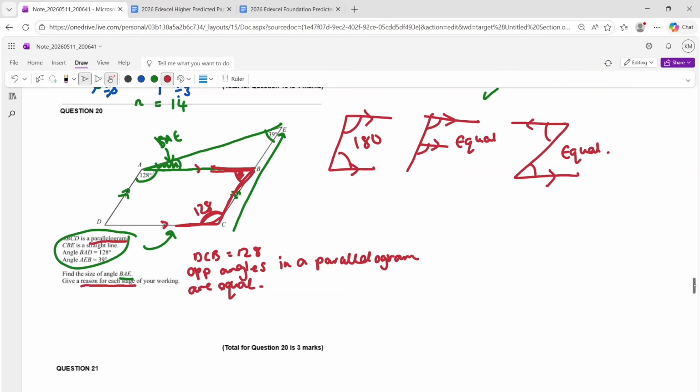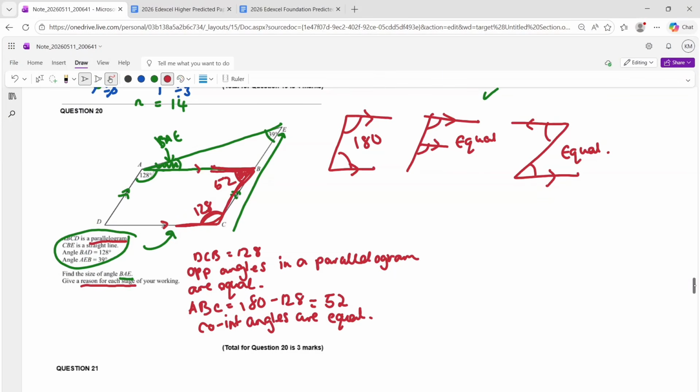So that tells me that this angle up here, which is angle ABC or CBA, ABC, is equal to 180 minus 128, because that's going to give me 52, because co-interior angles add to 180. I'm going to write it abbreviated, but you should write in full. Okay, so I'm going to put it on the diagram as well, just in case you don't know how to label the angles properly. And that's fine.